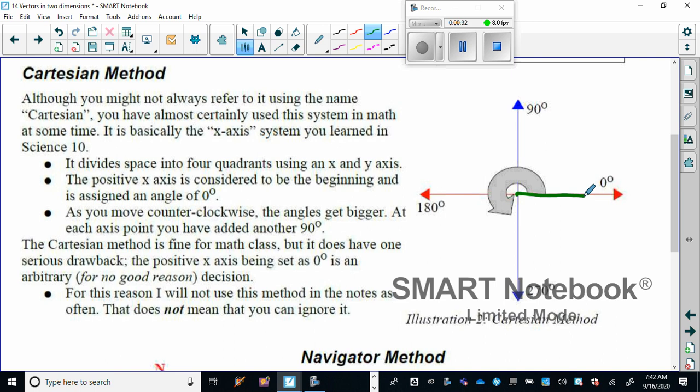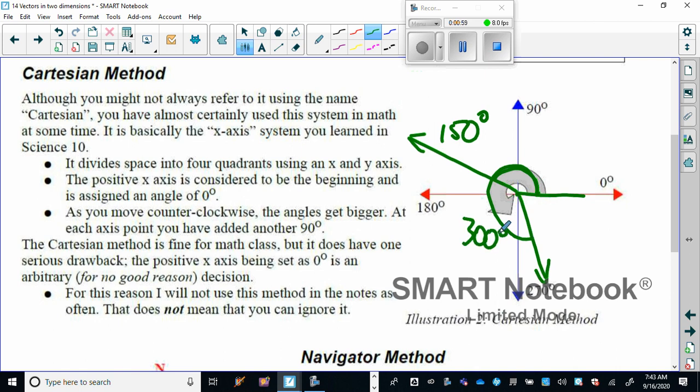So if I say, where is 150 degrees? You go here, there's 90, and there's about 150 right there. That is 150 degrees in the Cartesian method. Where's 300 degrees? 300 degrees would be down here, right? 90, 180, 270, and an additional 30. So that would be 300 degrees. If you just see a degree measurement and no north, south, east, or west, then this is how you measure it. You start at the positive x-axis and you go in a counterclockwise direction.